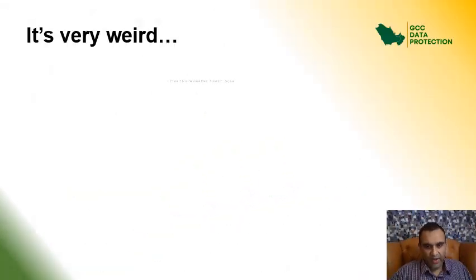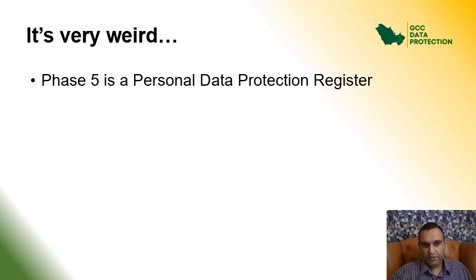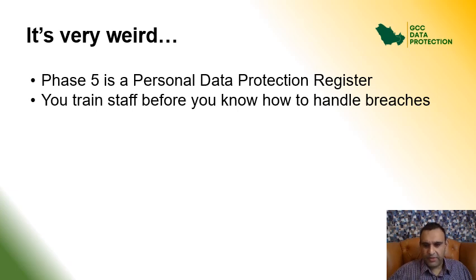Now, this is all very, very strange. So phase 5 is a personal data protection register. And for us, it seems actually impossible to start a privacy program without understanding where your register is at. And I'll talk about that in a minute or so.